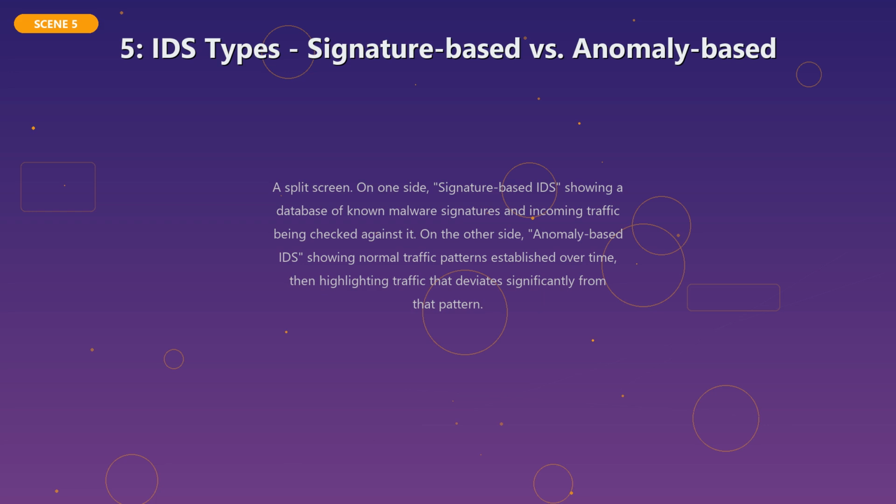Next, we have anomaly-based IDS, also known as behavior-based or heuristic detection. This approach takes a different philosophical stance. Instead of looking for what's bad, it first learns what's normal.